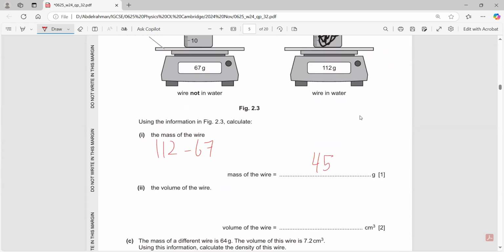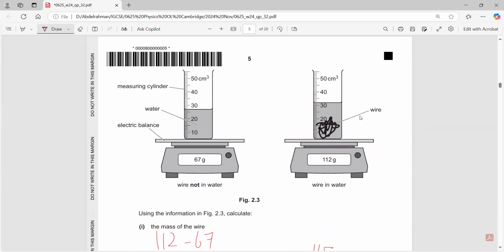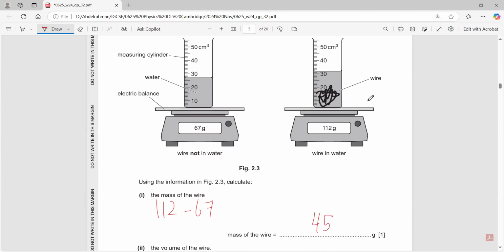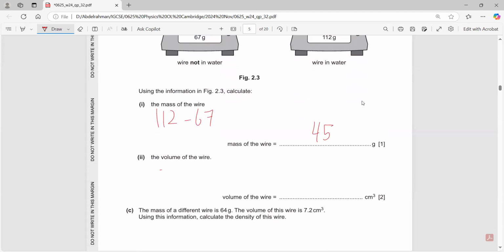Can I find the volume of the wire? Yes, I can find the volume of the wire. V2 minus V1, which is 32 minus 27. 5 centimeters cubed.